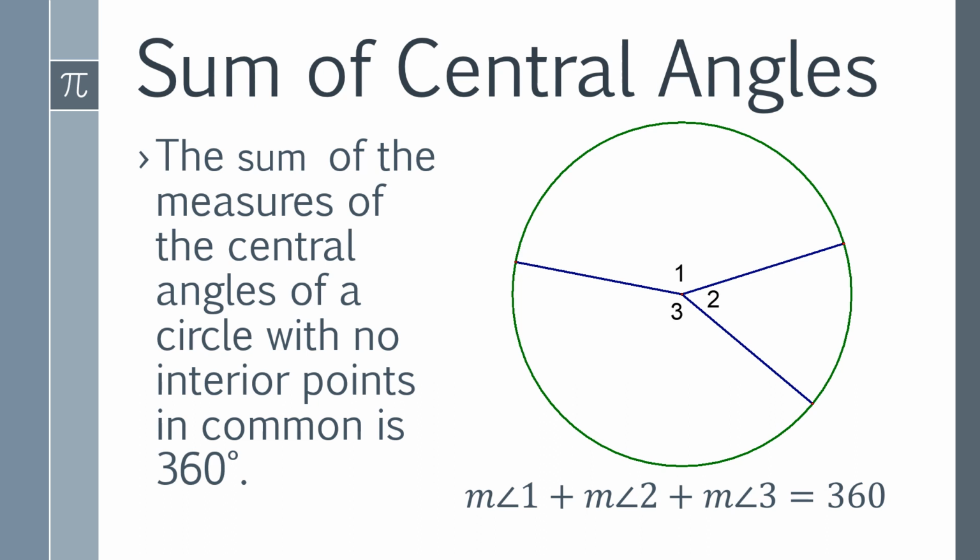Okay, so the sum of the measures of the central angles of a circle with no interior points in common is 360 degrees. So in this figure, the measure of angle 1 plus the measure of angle 2 plus the measure of angle 3 equals 360.